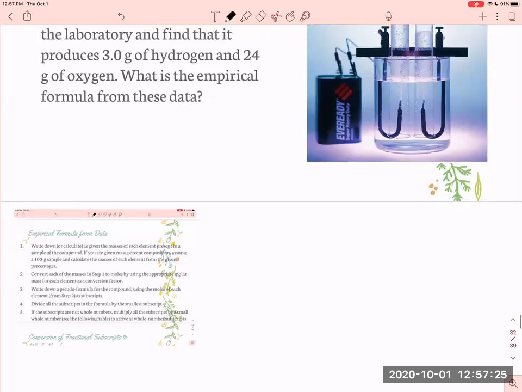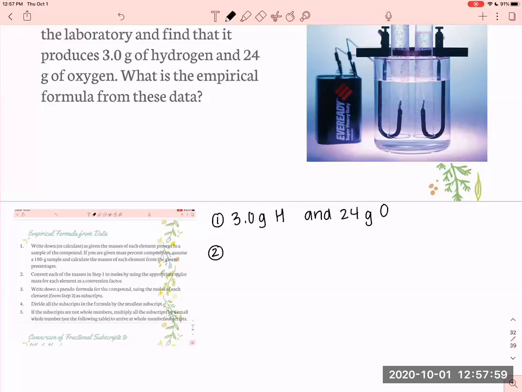So we know for step 1, we have 3 grams of hydrogen. I'm not going to say H2. I know it is H2, but we're talking simply about the element, not the molecule. We're just breaking it into elemental pieces here. And 24 grams of oxygen, just O. I know that may seem a little weird to you if you're good on your diatomics, but that's how we're going to break it down, just elementally here, not molecularly.